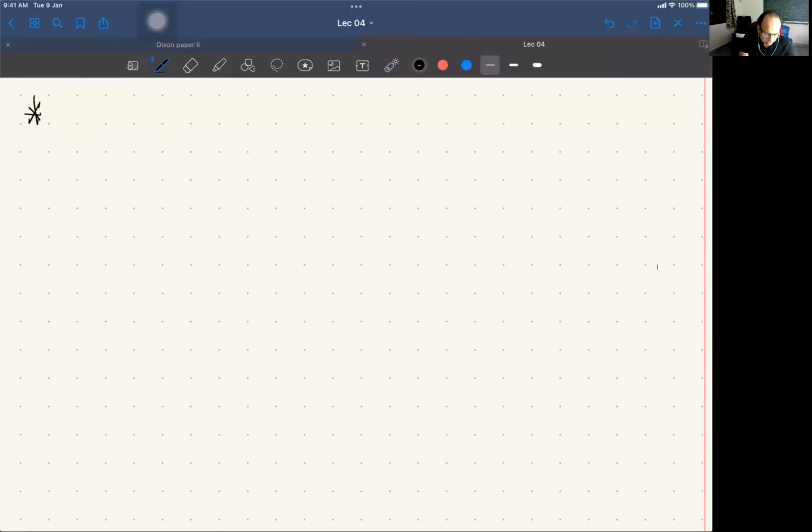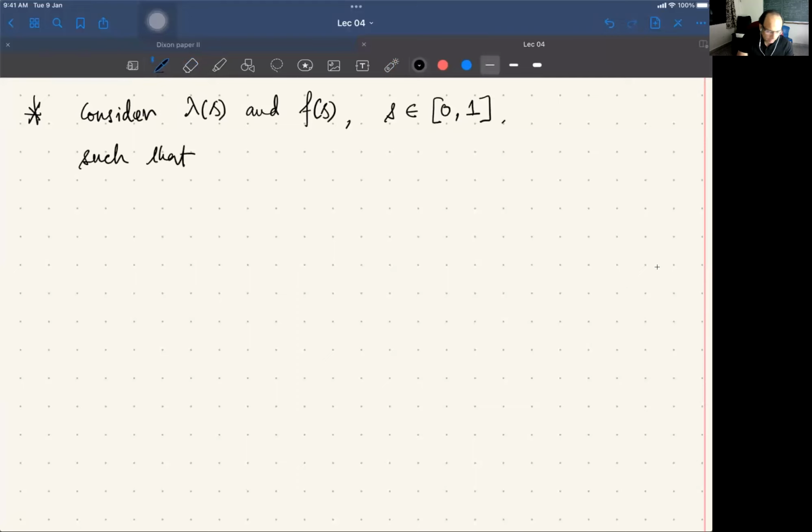Consider two functions, lambda of s and f of s, where s belongs to the interval 0 to 1, such that lambda 0 is equal to A, lambda 1 is equal to B, A, B are arbitrary real numbers, and f of 0 is equal to 0, and f of 1 is equal to 1.